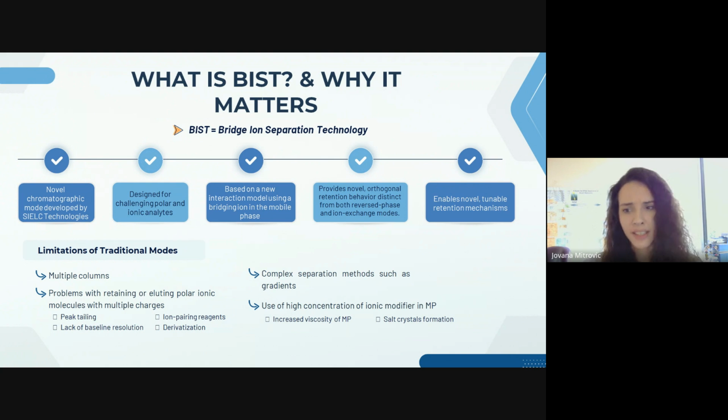In practical terms, BIST reduces or eliminates the need for ion pairing reagents, simplifies the mobile phase, improves peak shape and retention for molecules that would otherwise either fly through the column or, on the other hand, get stuck in some columns. And this is especially valuable in many pharmaceutical and biotech applications where many compounds are charged.